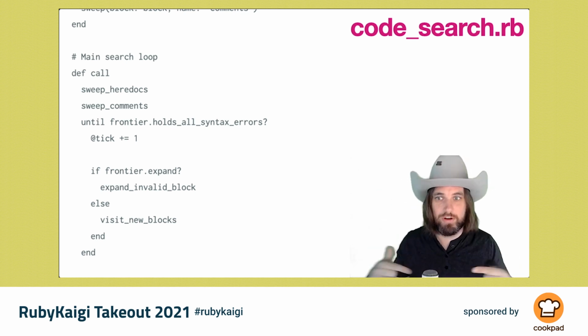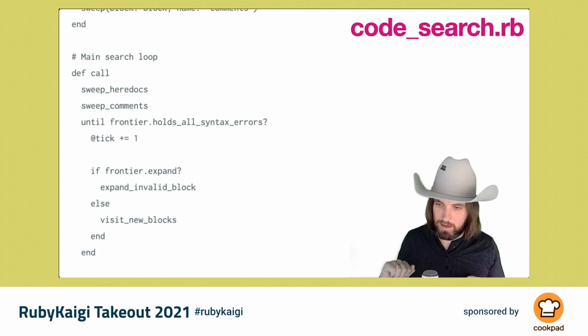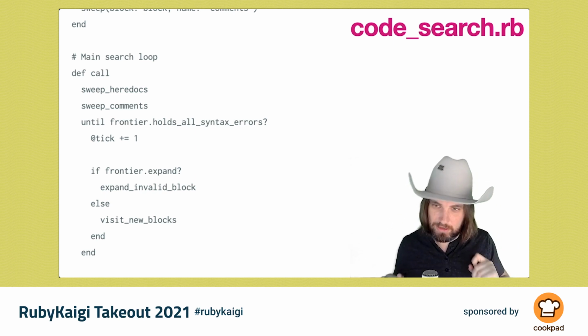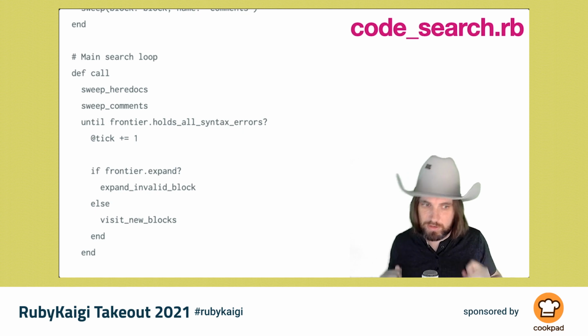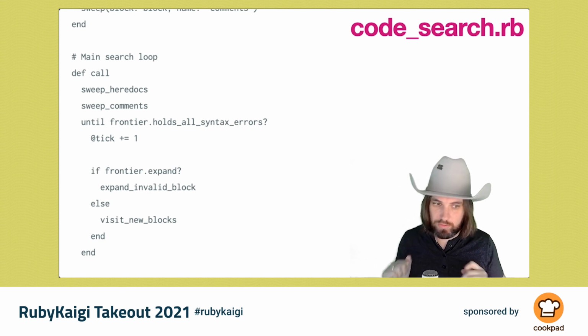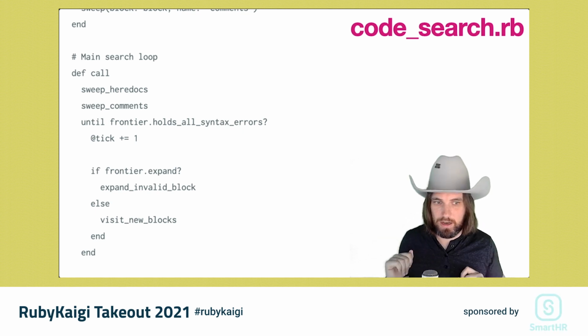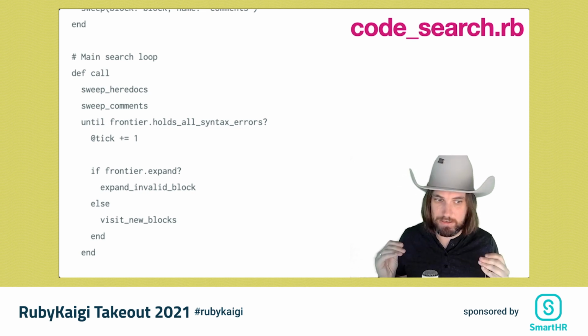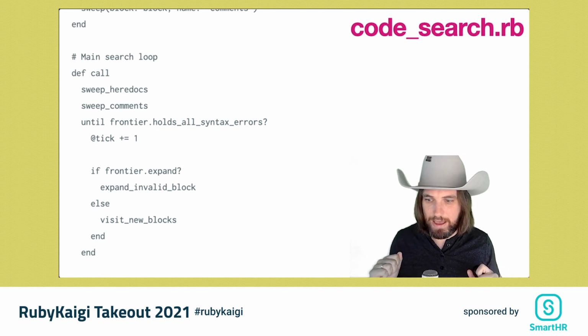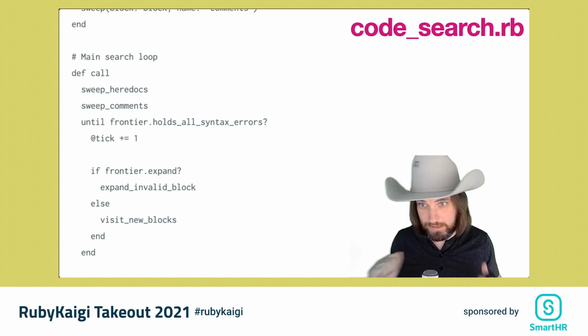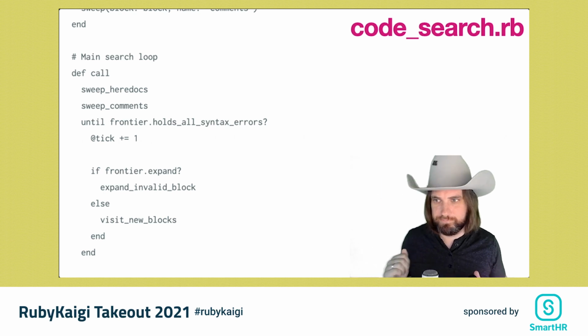We keep on iterating, asking, hey, do we expand? Do we add? And running through those phases until the entire document is parsable and we have built up valid and invalid blocks in our frontier.